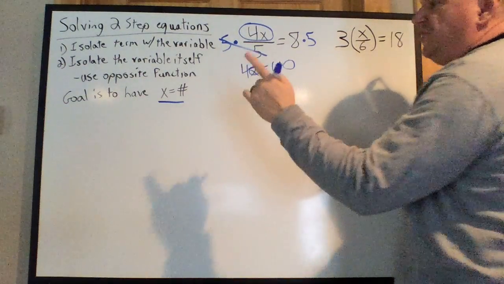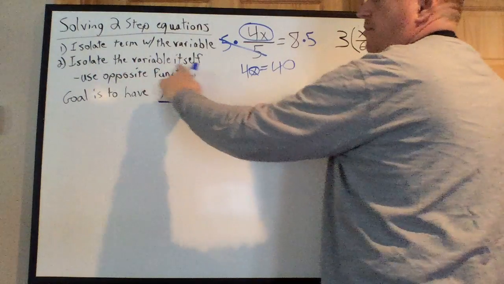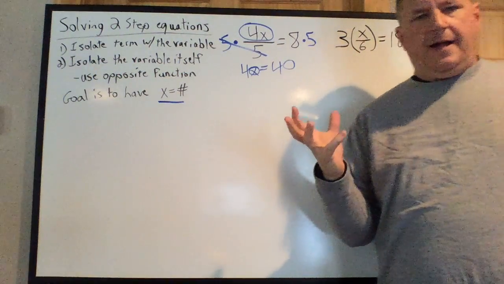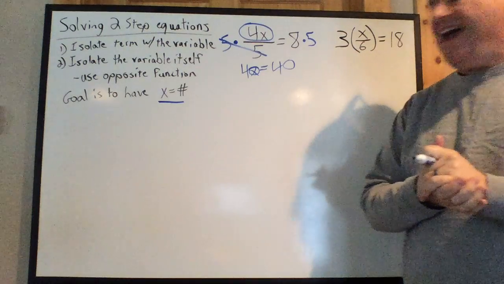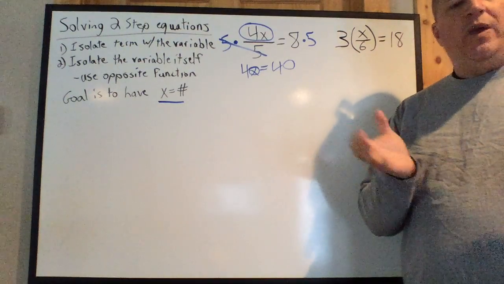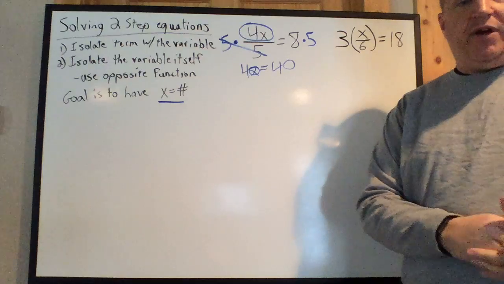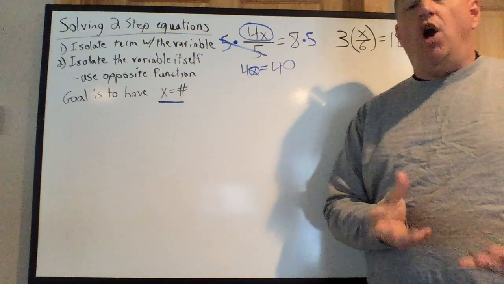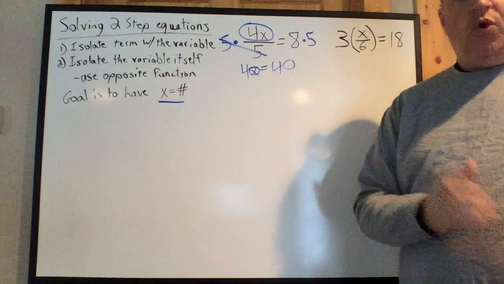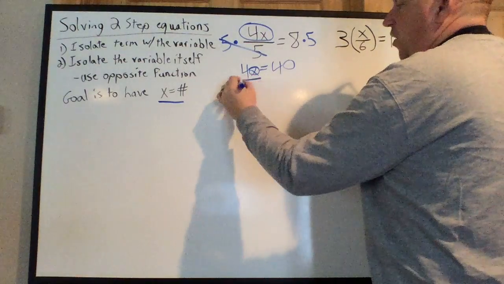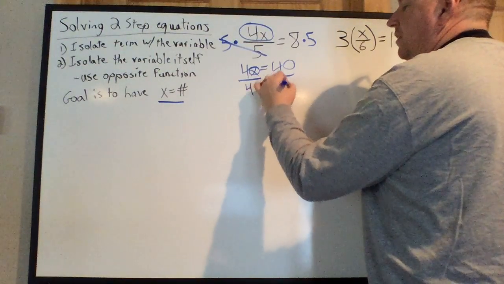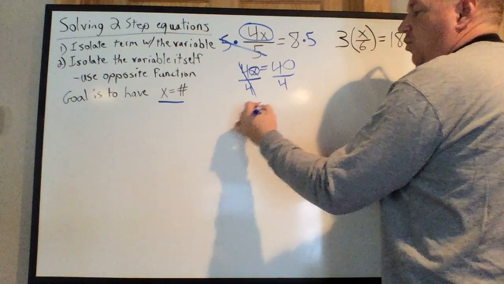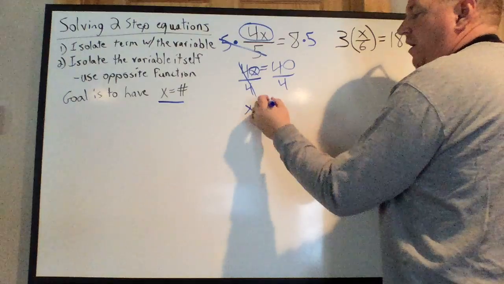I'm on step 2 now, so I'm going to isolate the variable itself. So the protective barrier around the x, okay, is there. We get rid of everything outside of that barrier, which is the 4. And what is the 4 doing? It is multiplying. How do we undo the multiplication? We divide. We divide by 4 on both sides. Those 4s will cancel. x equals 40 divided by 4 gives me 10.